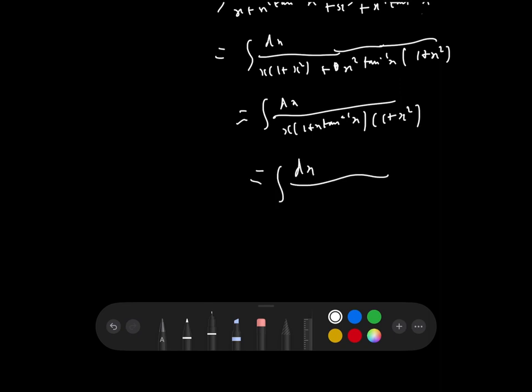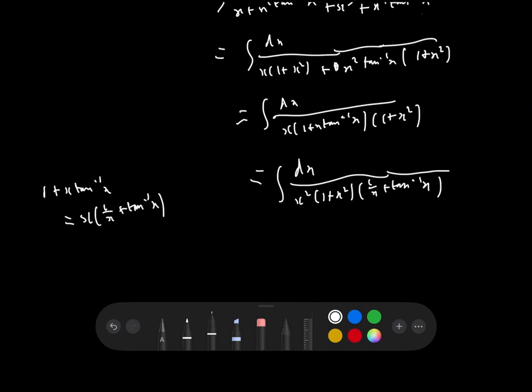Now, from the 1 plus x arctan x term, let's change that into this. So 1 plus x arctan x equals, if we factor out the x, 1 on x plus arctan x. Okay, so let's change that into this. So it'll become x squared times 1 plus x squared times 1 on x plus arctan x. So the reason we want to do that is because we don't really want an x in front of the arctan x term.